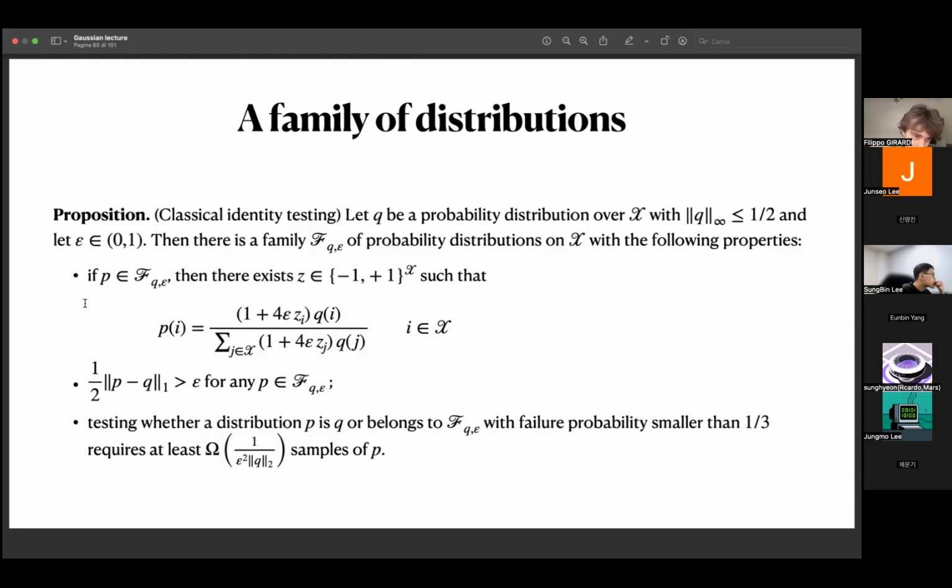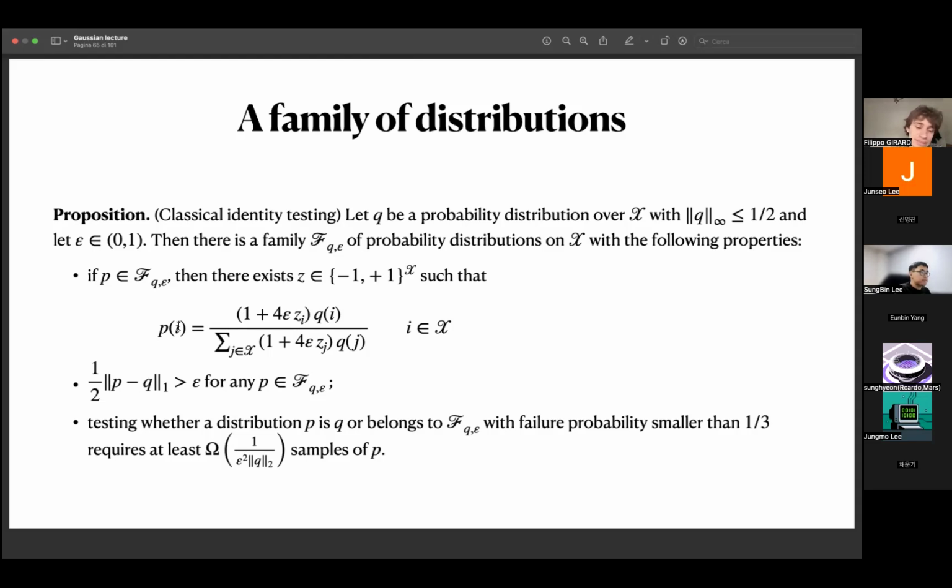Then all the P in this family will be at least epsilon far from Q. And please note, this is not the case for any generic P of this form. So we are not taking all the P that have this form for any arbitrary Z of this form. No, we are just selecting some P because only some of them will be epsilon far.